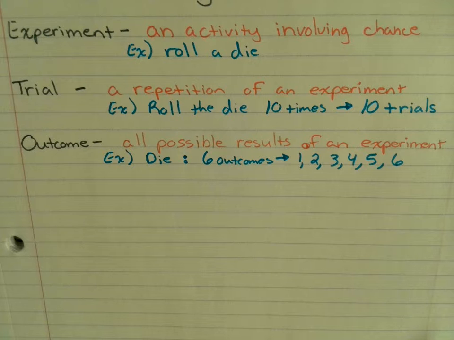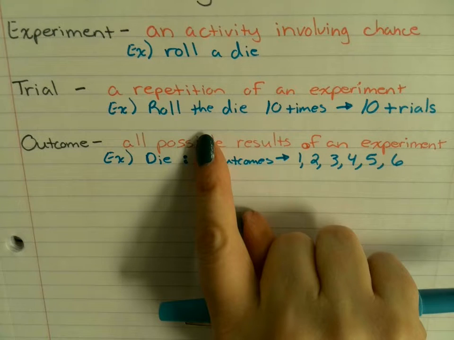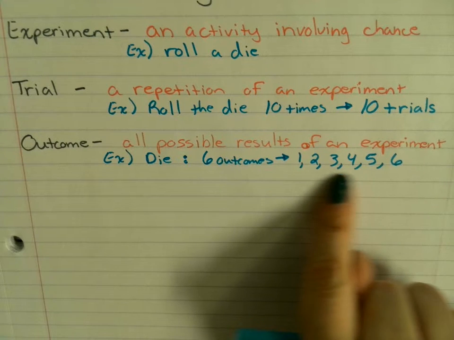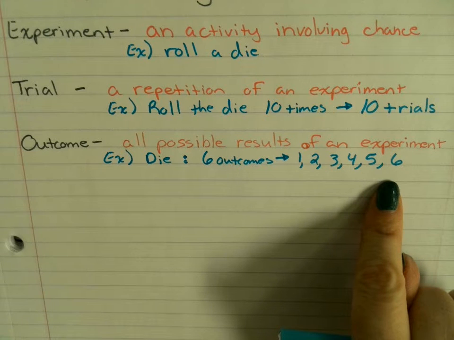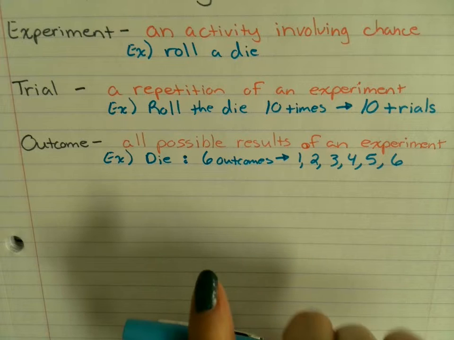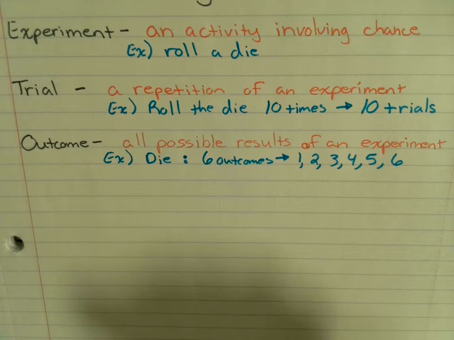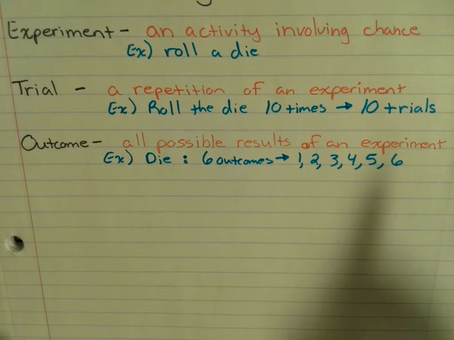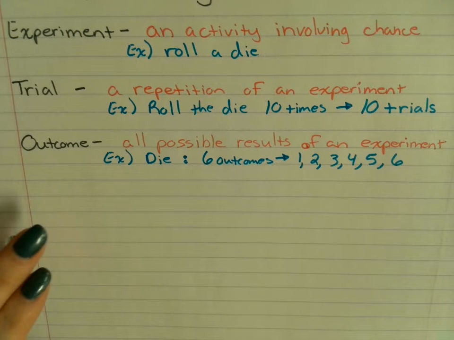The probability of only one of these outcomes occurring on a die is 1 out of 6. The probability of only one of the outcomes occurring on a coin is 1 out of 2. They're different. So probability is always based off of a different total depending on whatever your experiment is.